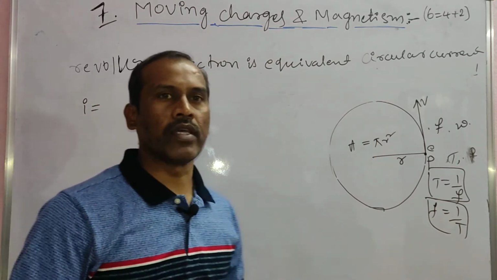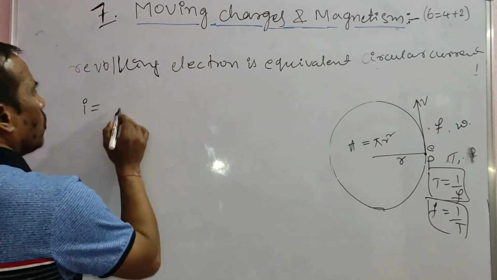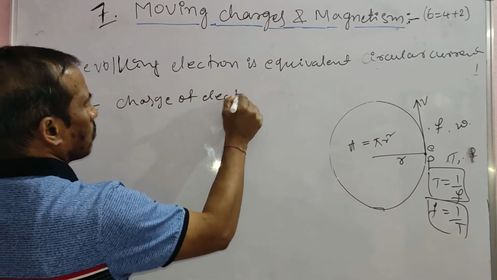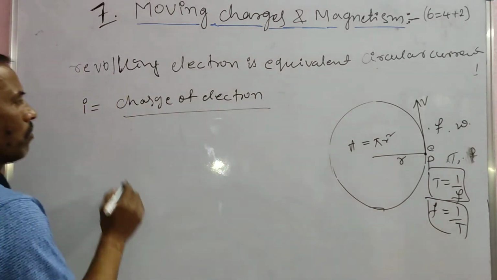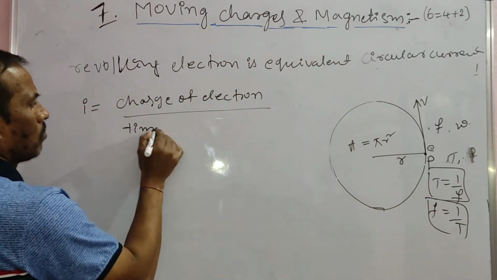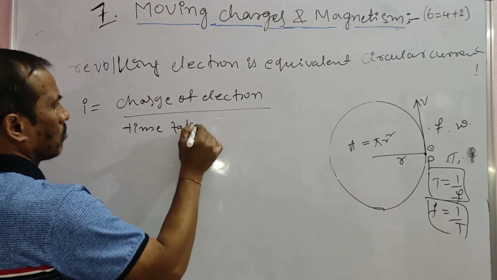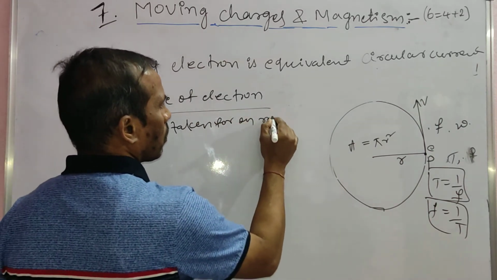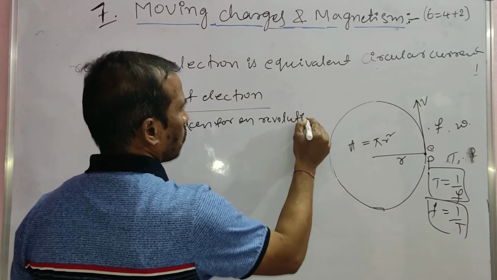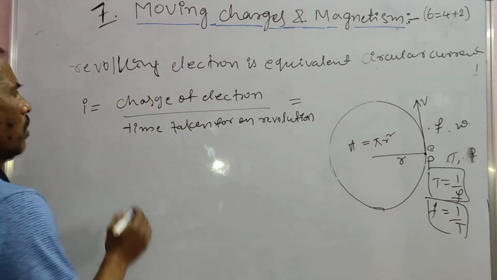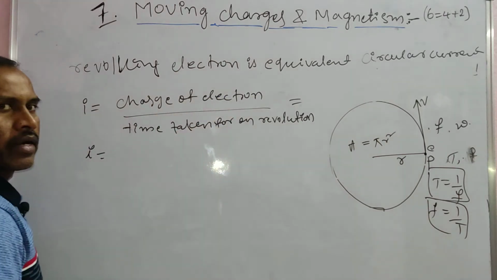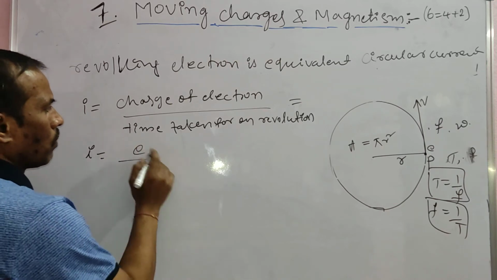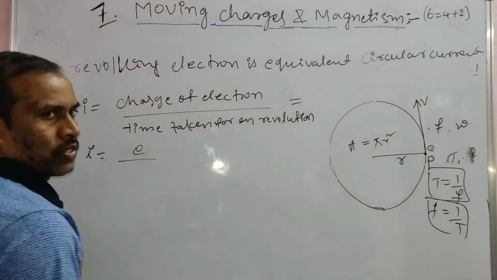Here I is equal to the charge of the electron divided by the time taken for one revolution. So I is equal to the electron charge q, that is simply the electron charge e, divided by the time taken for one revolution, which is the time period capital T.